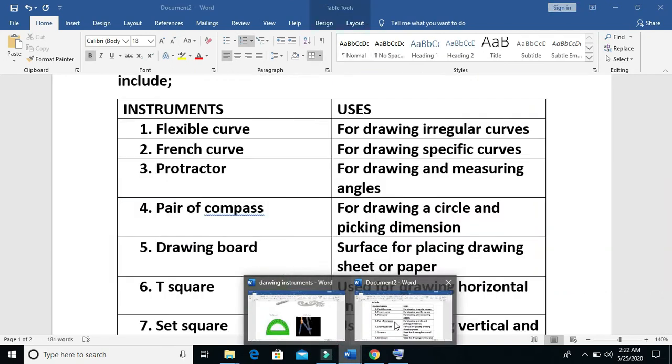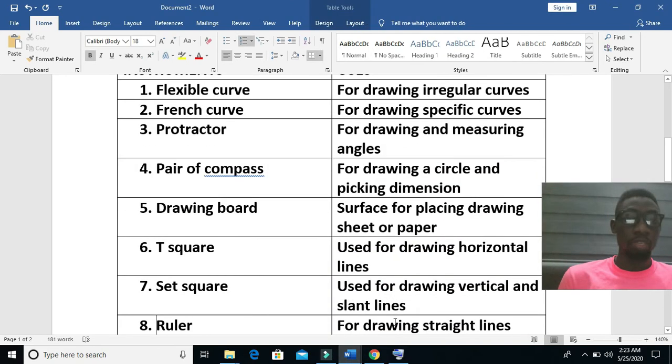All right, number 4 instrument we'll be considering today is a pair of compasses. We're also familiar with that. We have it in our mathematical set. It is used for drawing a circle and also picking dimension. What do we mean by dimension? We mean measurement, a particular measurement. All right, so a pair of compasses is used for drawing a circle.